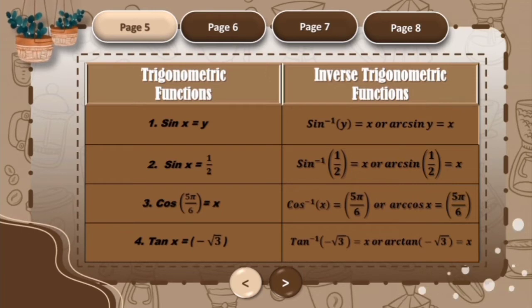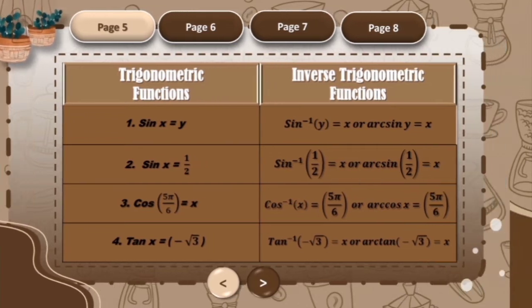Trigonometric function: cosine of 5 pi over 6 equals x. Inverse trigonometric function: cosine inverse x equals 5 pi over 6, or arc cos x equals 5 pi over 6. Trigonometric function: tangent x equals negative square root of 3. Inverse trigonometric function: tangent inverse of negative square root of 3 equals x, or arc tan of negative square root of 3 equals x.